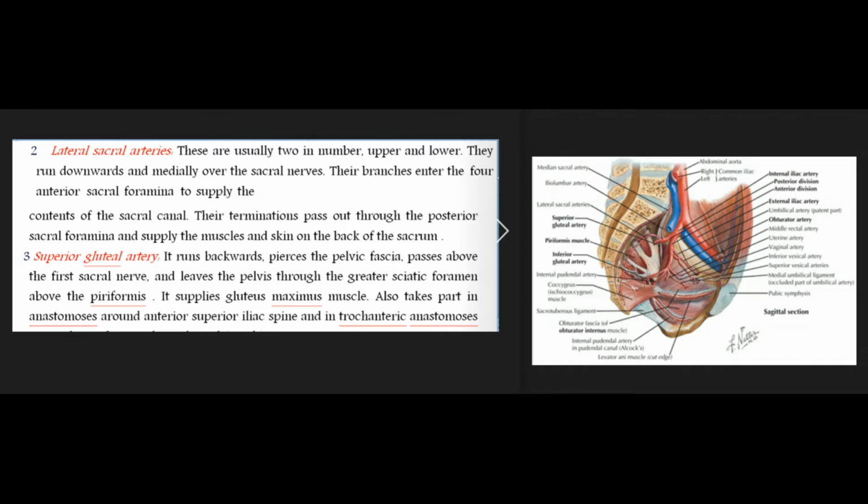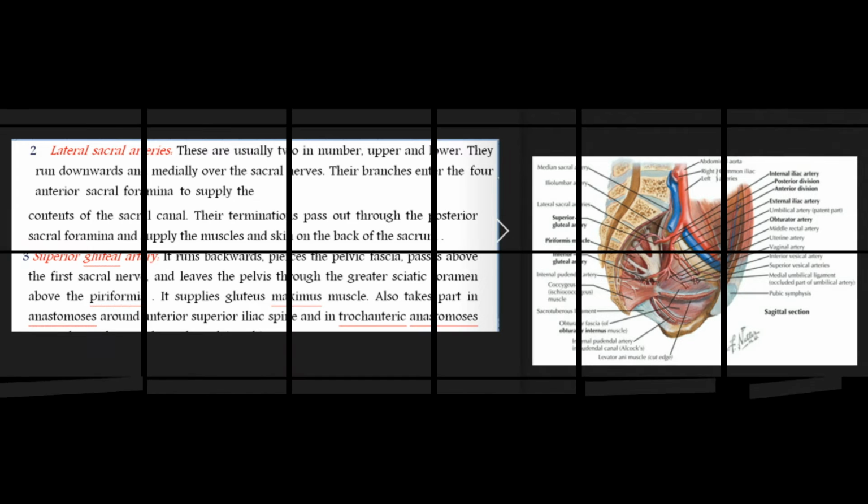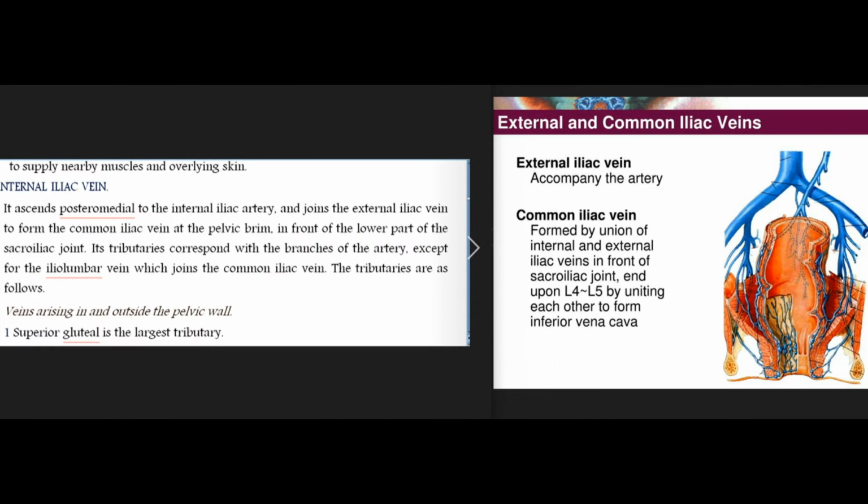It runs backwards, pierces the pelvic fascia, passes above the first sacral nerve, and leaves the pelvis through the greater sciatic foramen above the piriformis. It supplies the gluteus maximus muscle. Also takes part in anastomosis around the anterior superior iliac spine and in trochanteric anastomosis to supply nearby muscles and overlying skin.